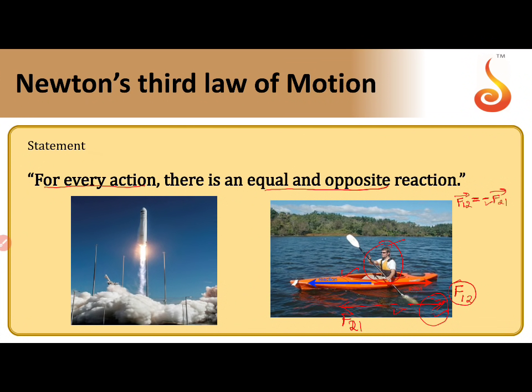Let's say when you are walking, this is the floor. On the floor, you exert a force in this direction. This is called the action, the force exerted by you on the floor. Now the floor will give a reaction in the opposite direction. It will be equal to F21. That is why you move forward. F12 is called the action. F21 is called the reaction. They are equal and opposite. This is Newton's third law of motion.